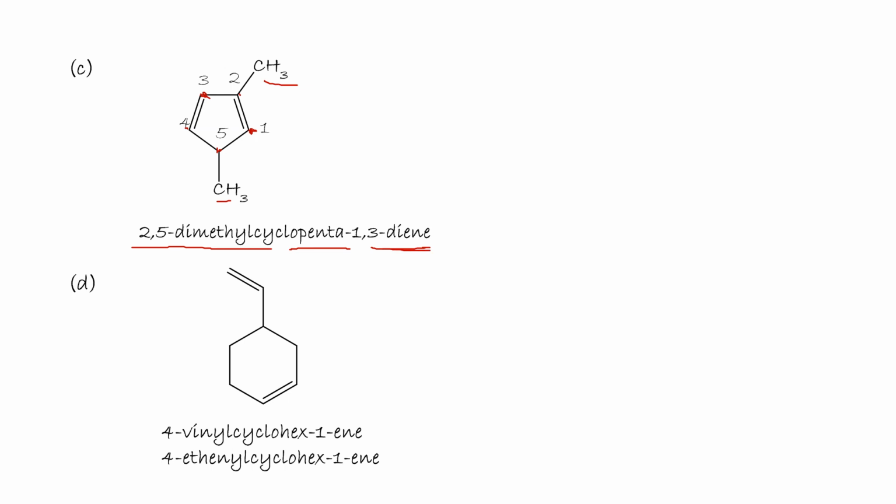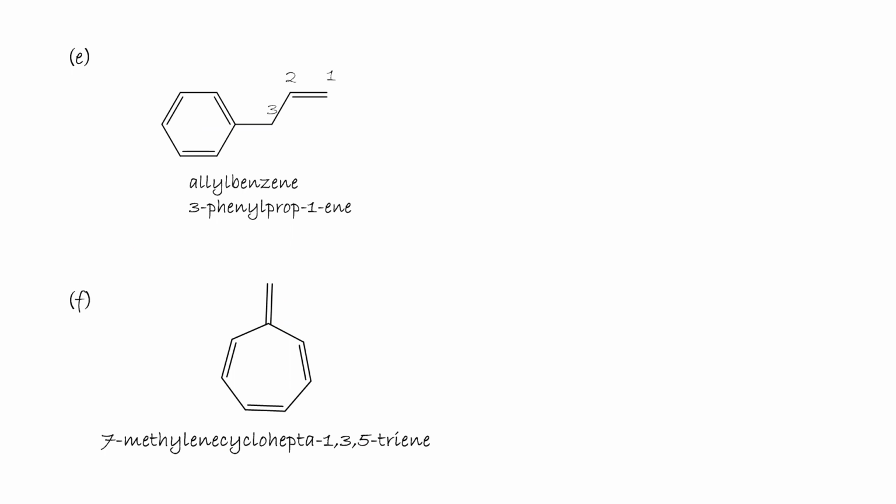For this structure, cyclohex-1-ene. So 1, 2, 3, 4. On number 4, we can call this a vinyl group or an ethynyl group. Okay? Vinyl group or ethynyl group. So it's 4-ethynylcyclohex-1-ene or 4-vinylcyclohex-1-ene.